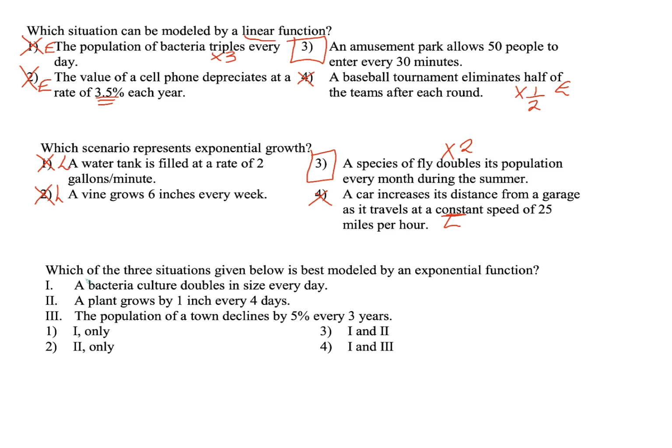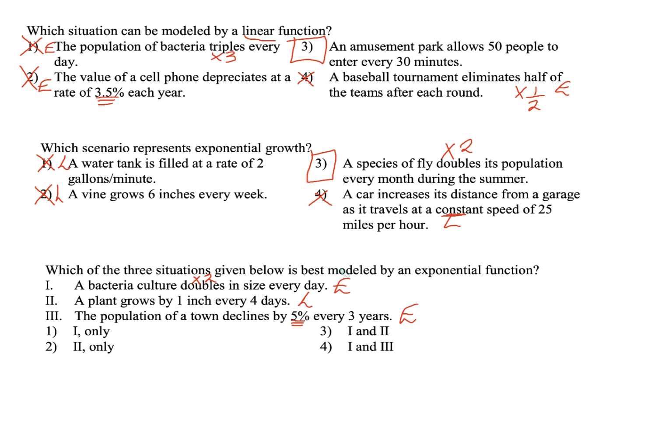Last one. Which of these 3 situations given below is best modeled by an exponential function? A bacteria culture doubles times 2 in size every day. That is an exponential function. A plant grows by 1 inch every 4 days. That indicates a linear function. The population of a town declines by 5% every 3 years. Because of that percent, an exponential function.